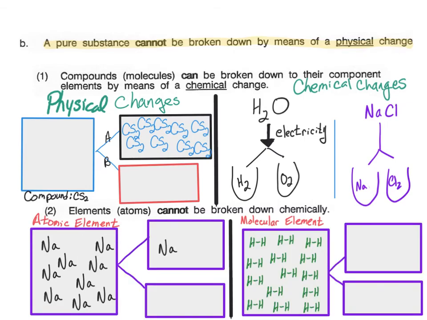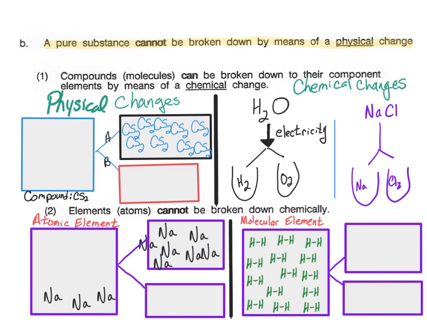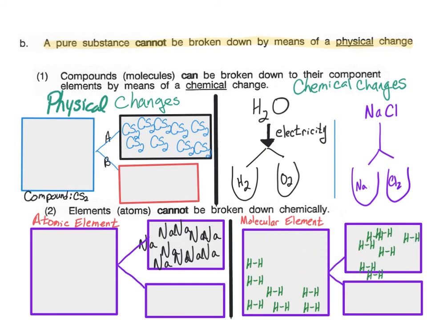What about the elements themselves? Can they be broken down? They cannot be broken down because they are already as small as they can be. They're going to be individual atoms of each type, and so we cannot break down those elements. Similarly, if we have a diatomic or molecular element, we see that it cannot be broken down into individual parts either. They will stay together as the molecule. You cannot break them down either physically or chemically.